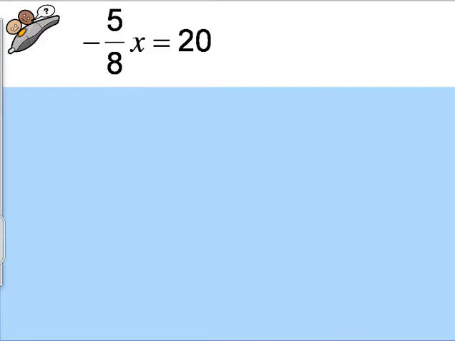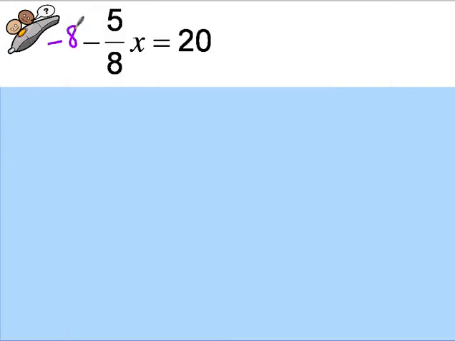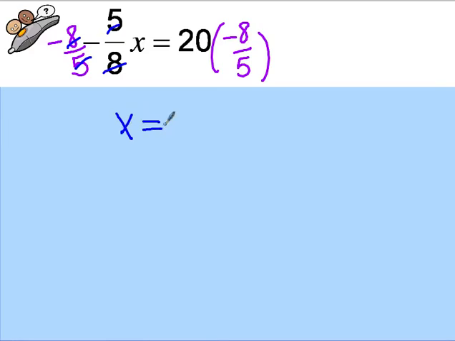And so the answer is negative 32. Okay, how do you get this? To solve this, you multiply by negative 8/5. So if you do the reciprocal, it doesn't make sense. That is the reciprocal, you have to go ahead and do the negative. So your 8's cancel, your 5's cancel, you have x equals. 5 goes into 20 4 times, so you have 4 times negative 8, which is negative 32.